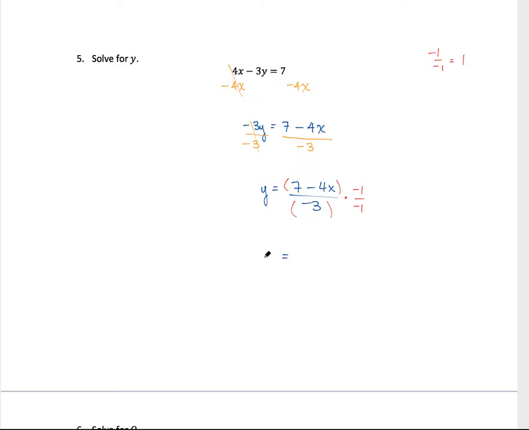On the numerator, negative 1 times positive 7 is negative 7. Negative 1 times negative 4x is 4x. And on the bottom, negative 1 times negative 3 is positive 3. You can leave your answer like this, or sometimes students like to rewrite the order. The commutative property of addition says it doesn't matter the order. We can do negative 7 plus 4x, or we can do 4x minus 7. It means the same thing. So this is correct, but this is also correct. And now we've just solved for y. It just so happens that y is still in terms of x, and that's okay.